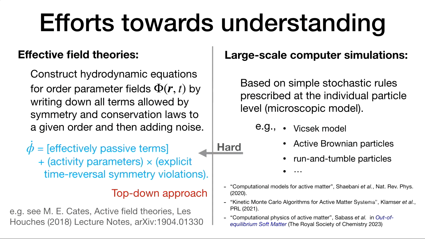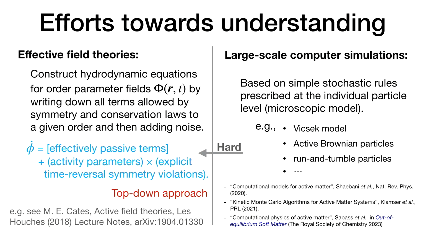But if you want to understand the collective properties of active matter, there are usually two routes. One is you write down hydrodynamic equations, and these are usually phenomenological equations. You write them down based on some symmetry and conservation laws, including all the terms allowed by these symmetries and conservation laws. This is a top-down approach.